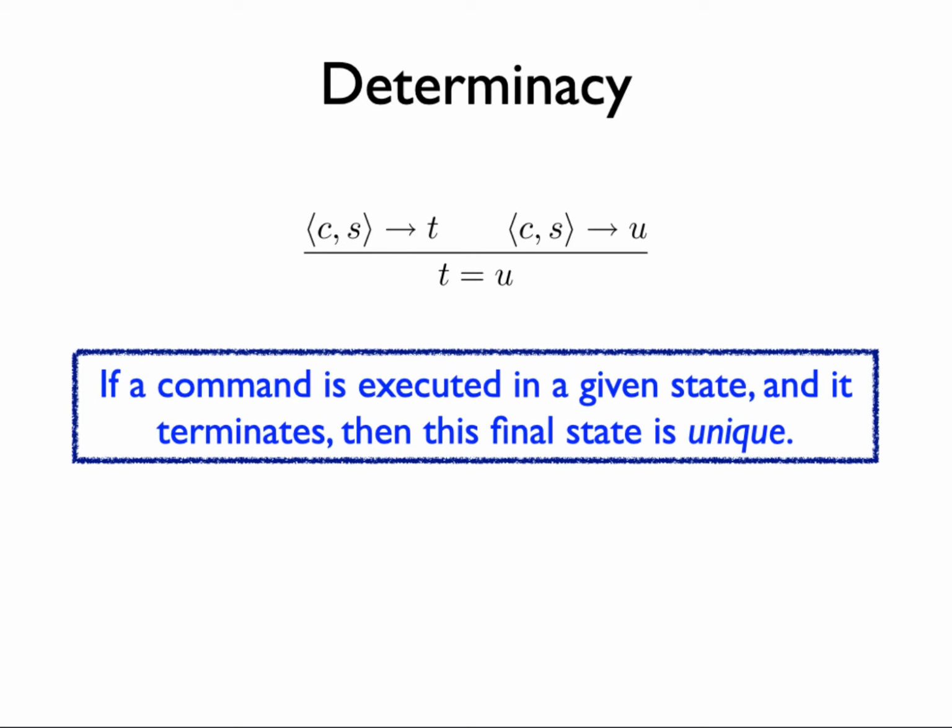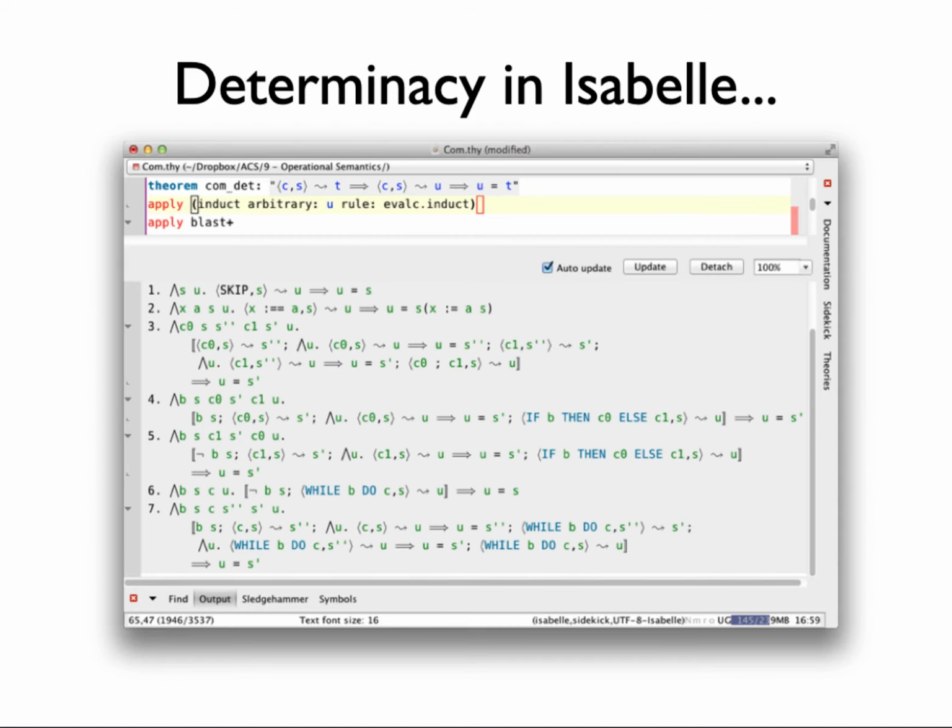Okay, and as I sort of promised you, we can do a determinacy proof. See what this says. So if command C paired with initial state S terminates with T, and also terminates with U, then the states T and U must be equal. The basic thing you're always proving in a semantics course, unless of course your language is non-deterministic. And there, the top line of the screenshot has the exact formula from the previous slide in Isabelle notation.